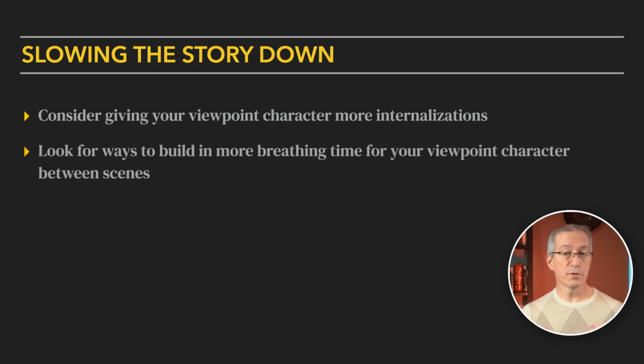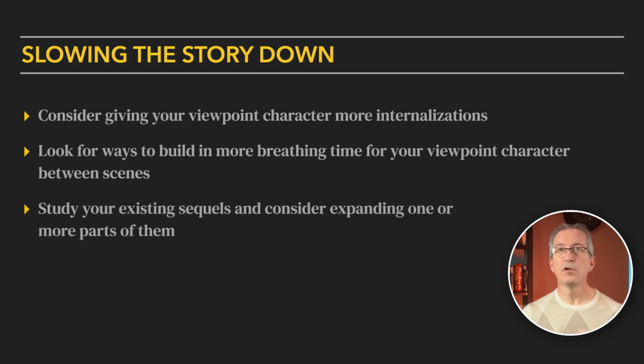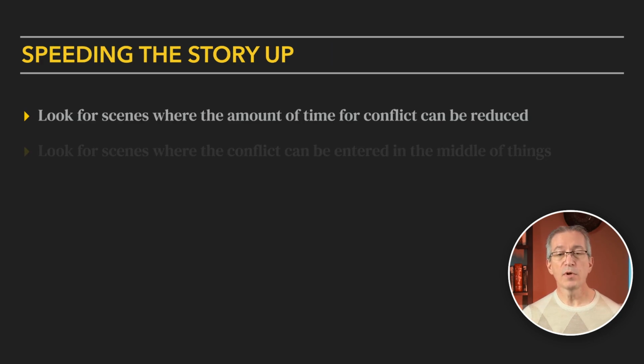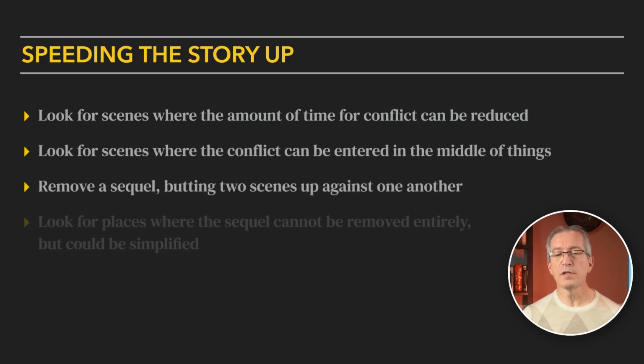And so if we want to slow the story down, consider giving your viewpoint character more internalizations. Also look for ways to build in more breathing time for your viewpoint character between scenes. Study your existing sequels and consider expanding one or more parts of them. And this can help to connect the reader more to that character and slow things down both, and that will help a lot with reader engagement because they care what happens to those characters once they connect with them, once they sympathize with them.